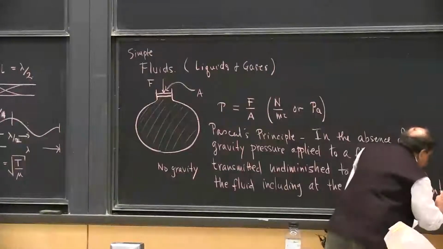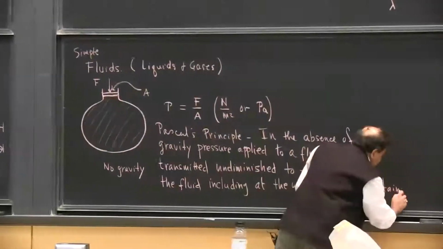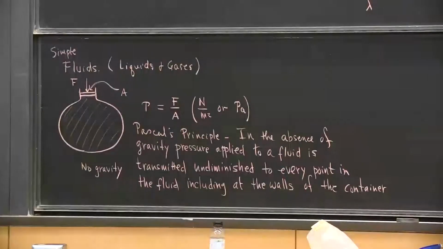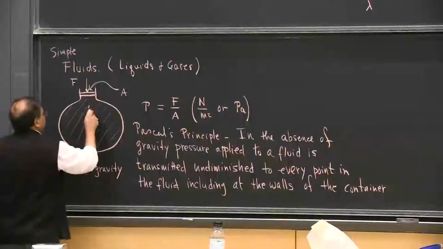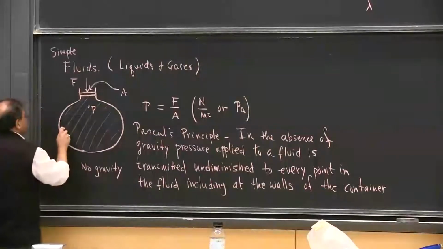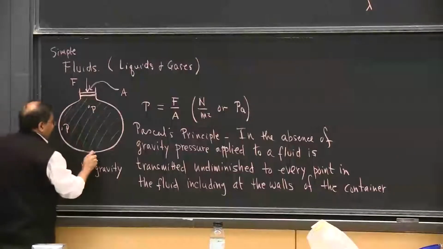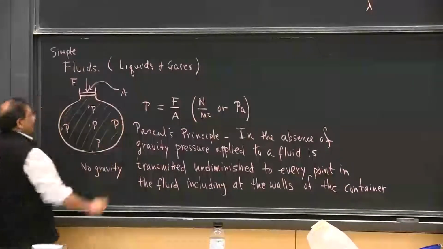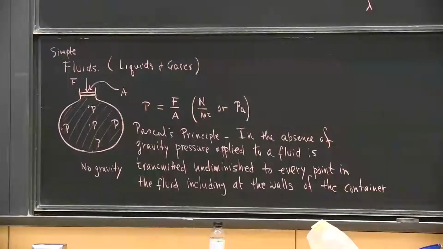So in other words, if the fluid is at rest, more or less, this thing is going to be carrying the same pressure that I'm giving on the top. If you measure the pressure at this point, the pressure is going to be P, at this point P, at this point P, smack in the middle P, and so on. And that's the property of the fluid, that the pressure is transmitted undiminished.